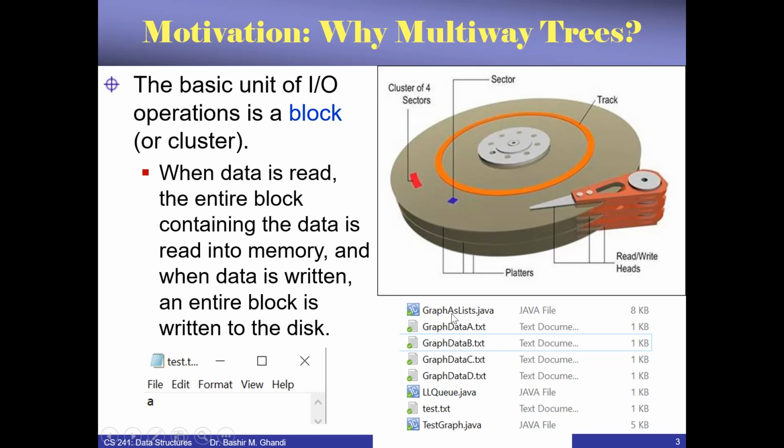Okay, graph as list class occupies 8 kilobytes. And so on.